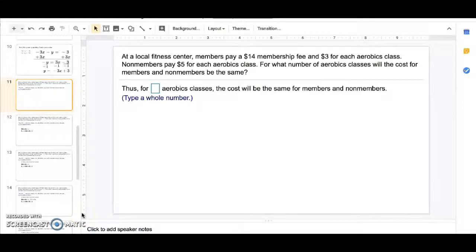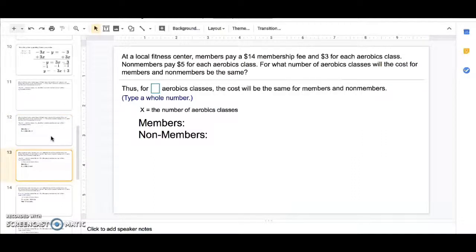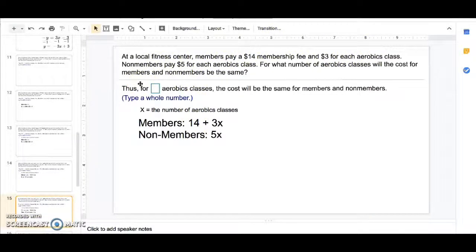To set up our equations, we notice we have two different fees, one for members and one for non-members. So let's write down members and non-members. Members have to pay a $14 fee plus $3 for each class. Let's make x equal the number of aerobics classes. So we have 14 plus 3x for members, because we have $14 and $3 for each class. Non-members have to just pay $5 per class.